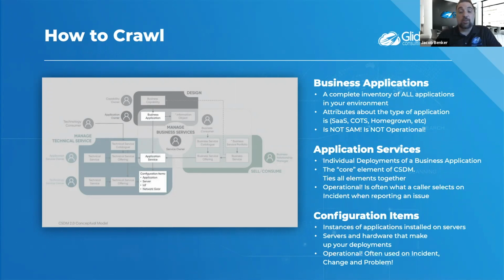And again, these are operational as well. This is where you're logging incidents against the server that goes down. Maybe you're doing changes against incidents or routers, and then being able to see how that change is going to impact what deployments, and of course, what business applications are being impacted by those changes. So that's what you can gain from just doing the crawl phase.